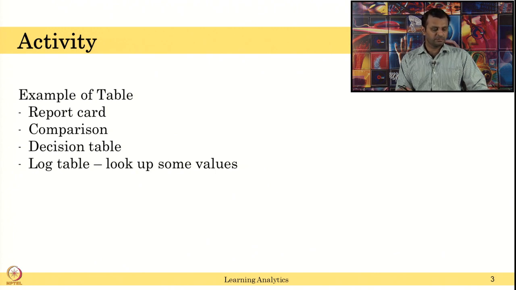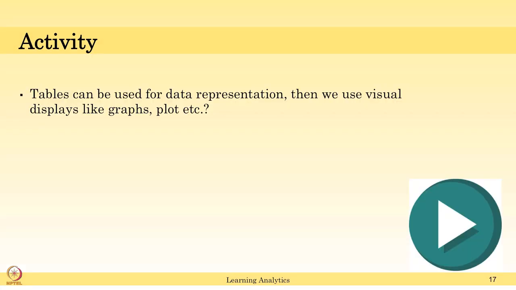And for decision tables, like logic to take a decision, what is the next step? You can represent that in a table. And you saw tables in the form of a confusion matrix, representing our results in a table. So, we mentioned that tables can be used for data representation.